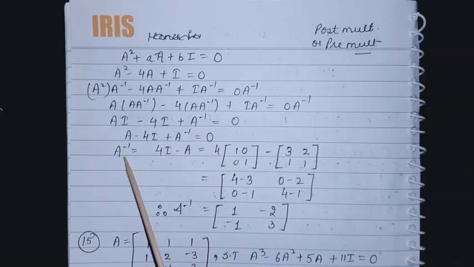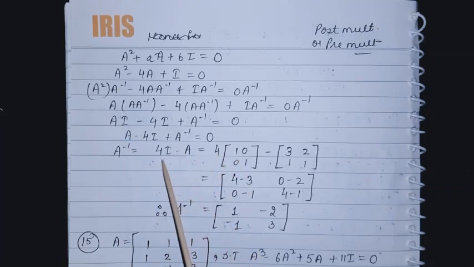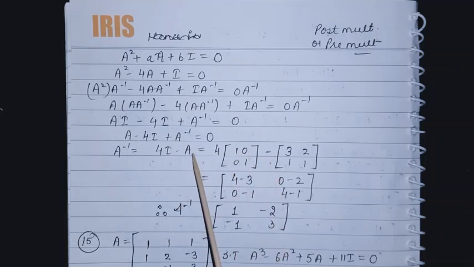Now we need to calculate A inverse. So let's keep A inverse on one side and transpose these two terms on other side. So you will get 4I minus A, 4 as it is. Let's substitute the values now. Value of identity matrix is [1 0; 0 1] minus A. A was already given in the question, so we have used our same matrix.